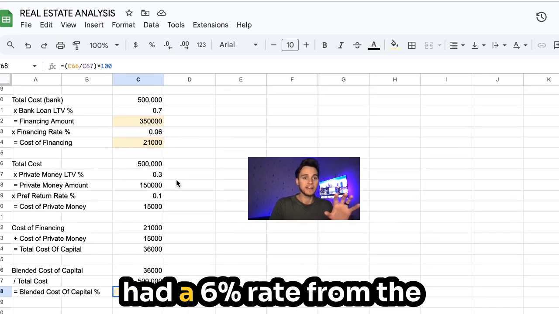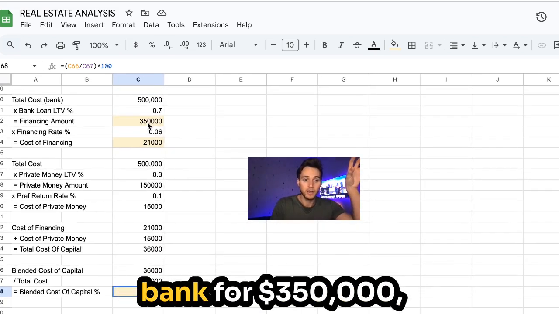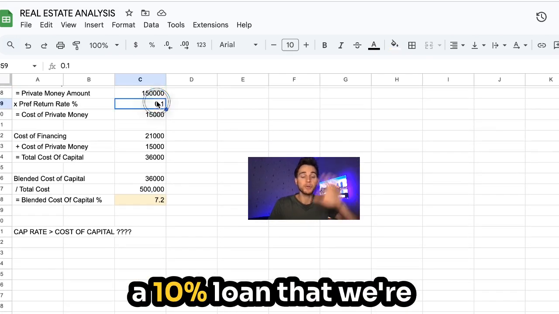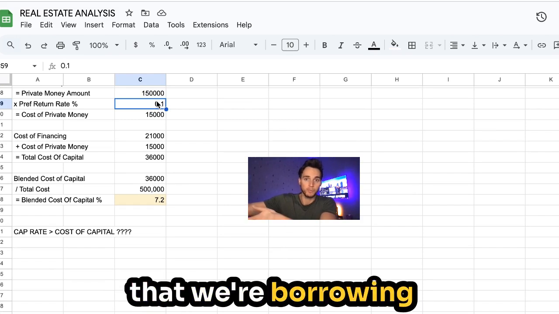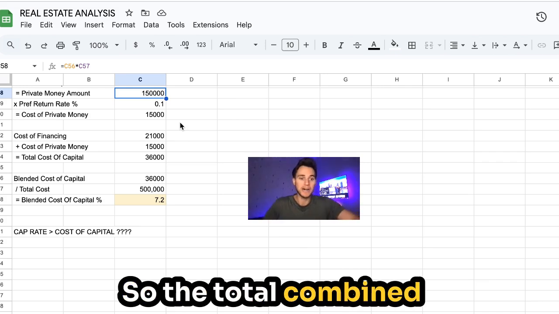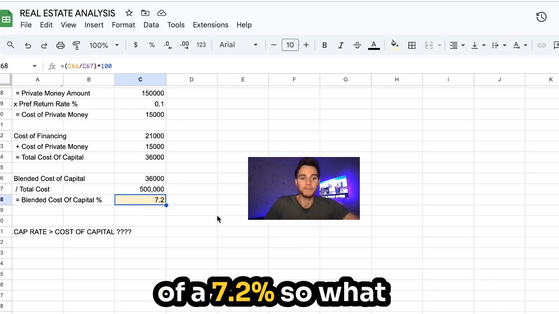Remember, we had a 6% rate from the bank for $350,000. And then we also had a 10% loan that we're giving to all the people that we're borrowing money from at 10%, and that's $150,000. So the total combined is going to be an average of 7.2%.